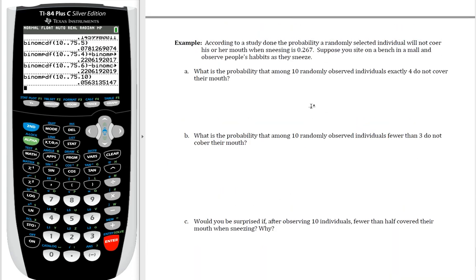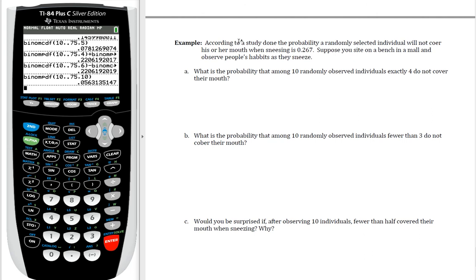All right, so this next question here with covering people's mouths, we only have 3 questions to answer, so not as many. According to a study done, the probability a randomly selected individual should say cover his or her mouth when sneezing, also spelled wrong, is 0.267. So the likelihood that somebody will not cover their mouth when sneezing is 26.7%. Suppose you sit on a bench in a mall and observe people's habits as they sneeze. Notice that sneeze is spelled correctly. We have, what is the probability that among 10 randomly observed individuals, exactly 4 do not cover their mouth?